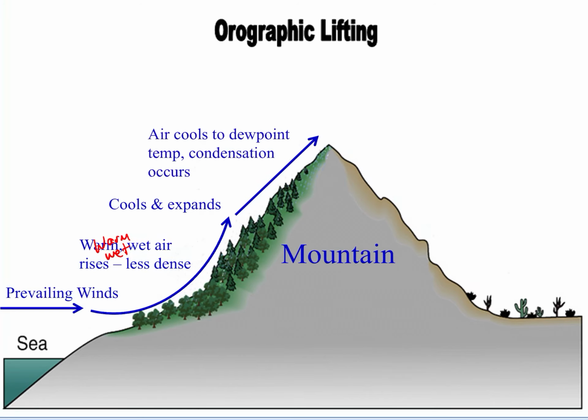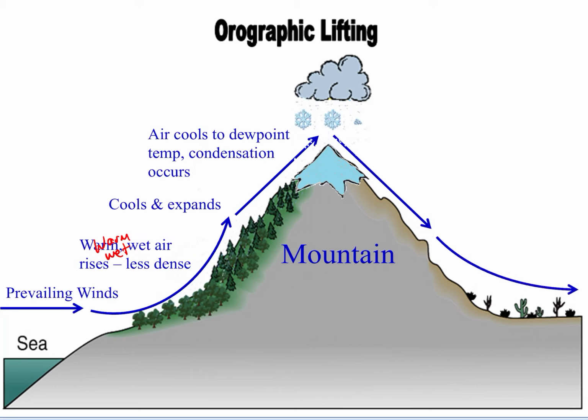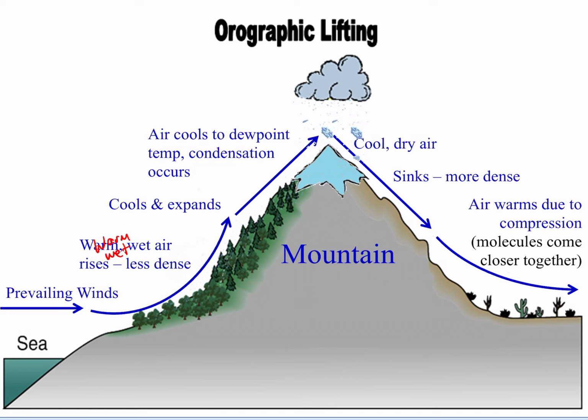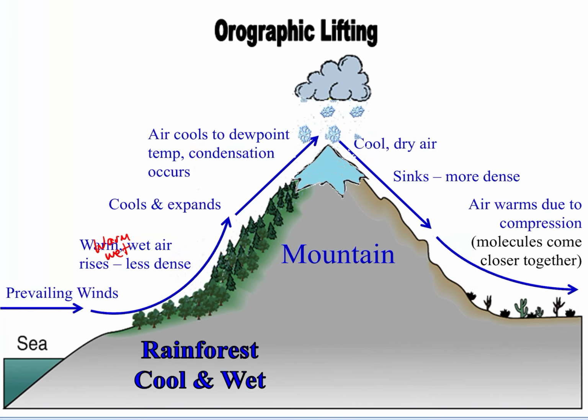As it rises, it cools, and that's going to lead to condensation and precipitation all the way up here. After it loses all that moisture, it's now going to be dry and cold. So it's going to start sinking. Dry and cold air is more dense, so it sinks. Now it's going to warm up at the bottom, and now it's warm and dry. So take a look at our two ecosystems: you have the cool and wet rainforest on the left side of the mountain, on the side towards the water, and you have your warm and dry desert on the other side of the mountain.